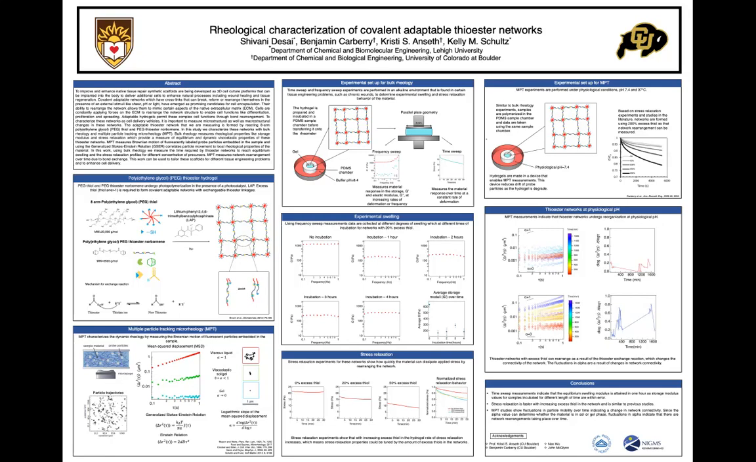The MPT experiments show that these networks rearrange themselves at physiological pH, which results in the change of mobility of the probes over time, and which also results in the fluctuations of alpha value.